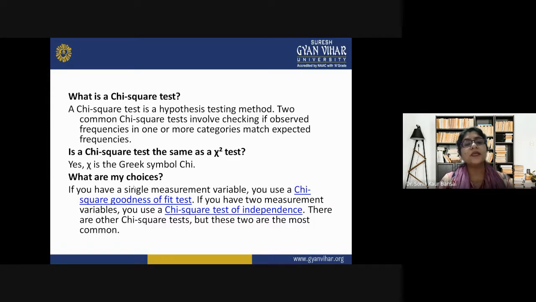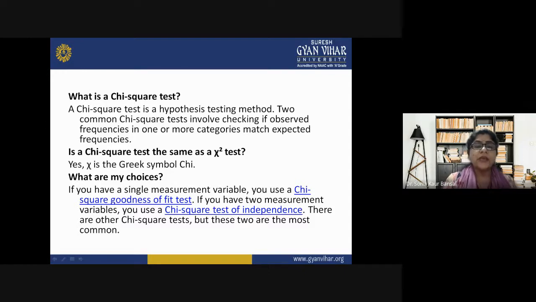So two common chi-square tests involve checking observed frequencies in one or more categories. So how you are going to see it, just check it in that way. Students, just remember that the chi-square test is a hypothesis testing method. Hypothesis testing is something you have to do when you are doing research. Research would be useless if you are not checking your hypothesis. So this is how it works.